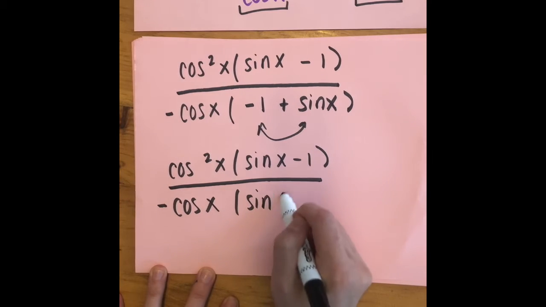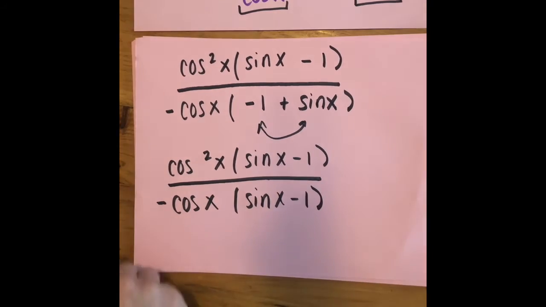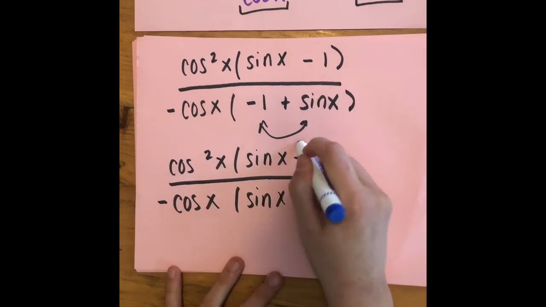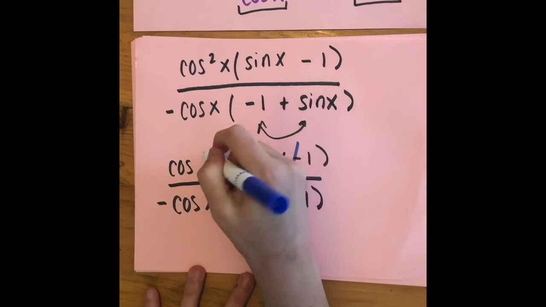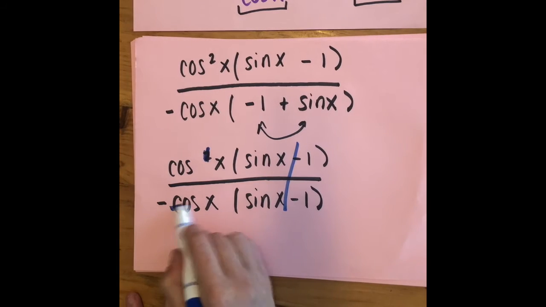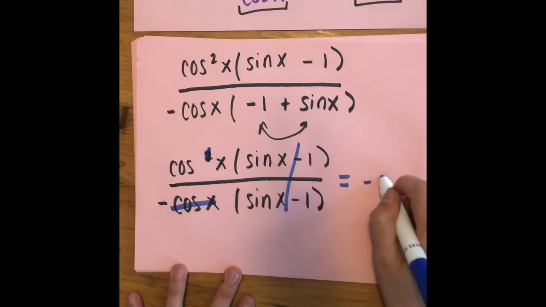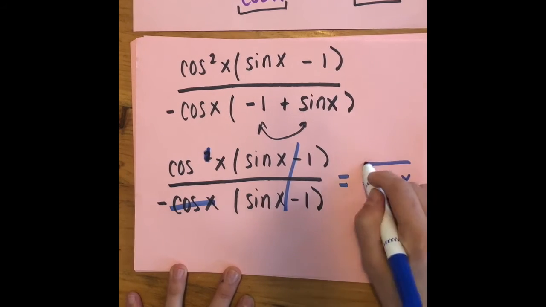What cancels? Well, that cancels. This little 2 cancels, the cosine cancels, and you're left with negative cosine of x.